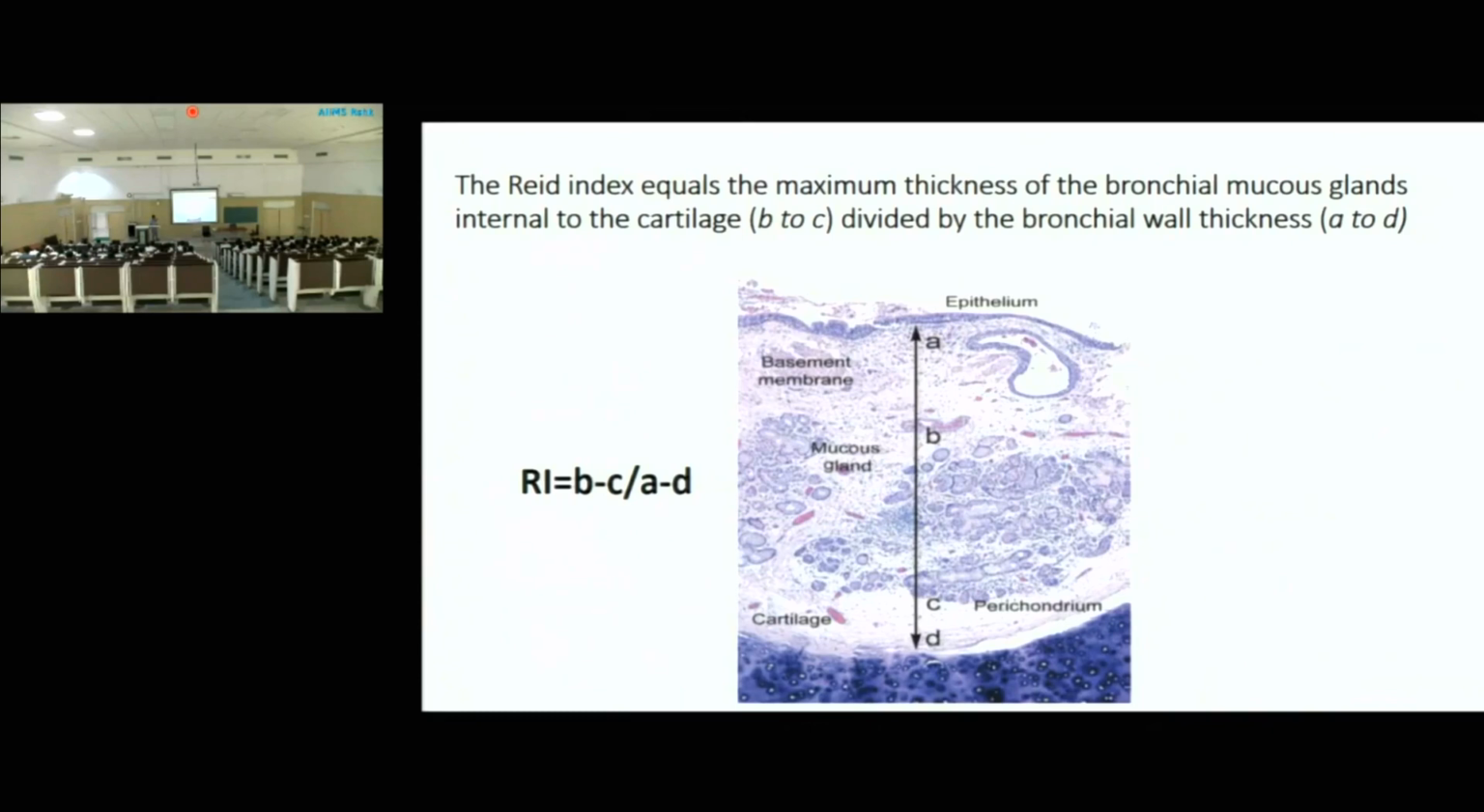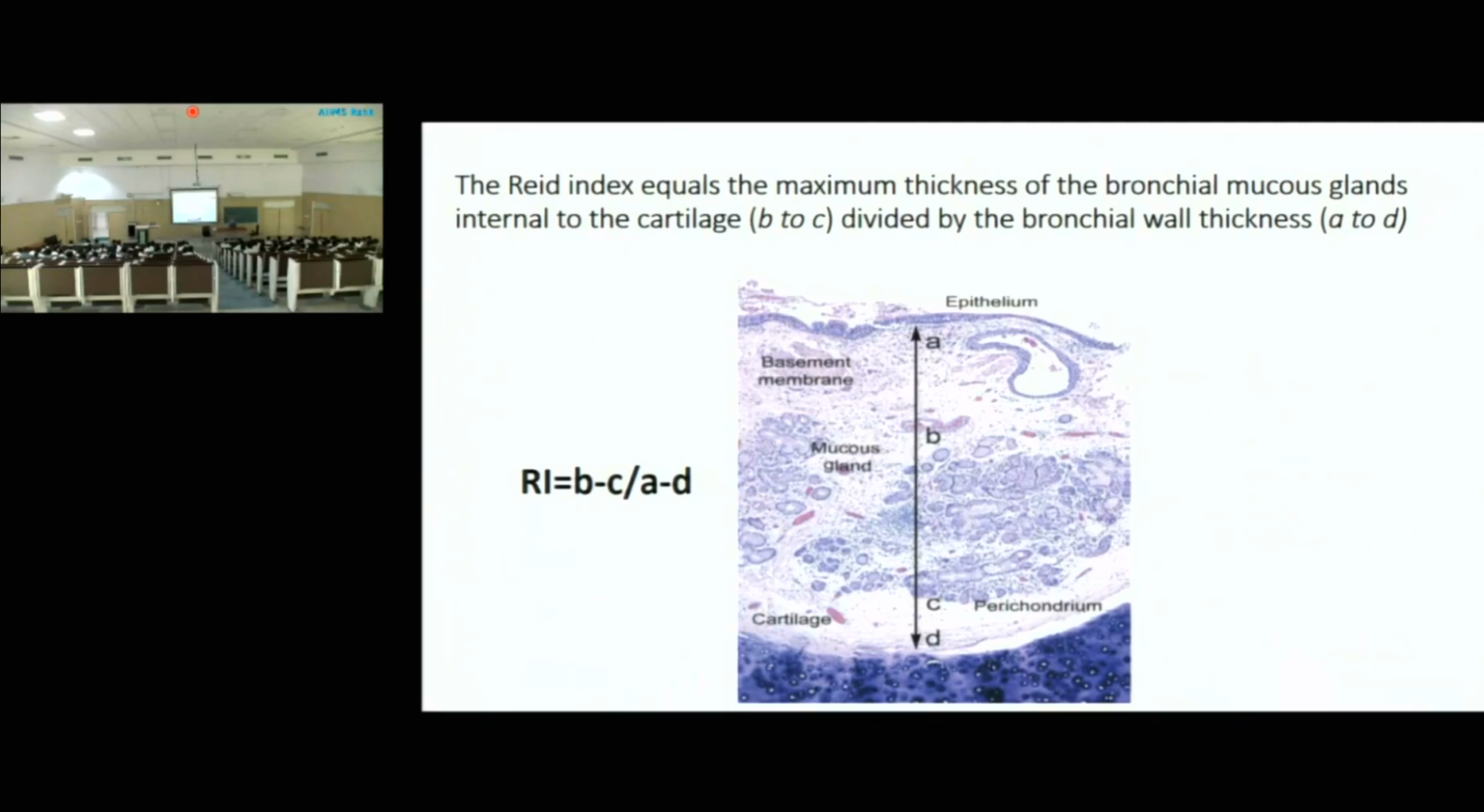Reid's index is measured by taking the length of the total bronchial wall thickness as the denominator, and the submucosal gland thickness as the numerator: submucosal thickness upon total bronchial wall thickness. In chronic bronchitis, as there is an increase in the number of submucosal glands, this thickness will increase because the glands are proliferating. They are having hypertrophy also.